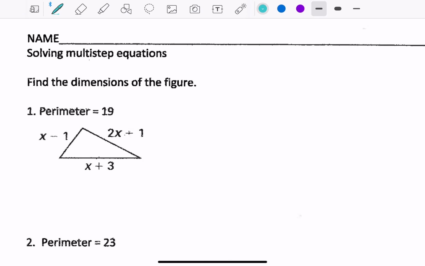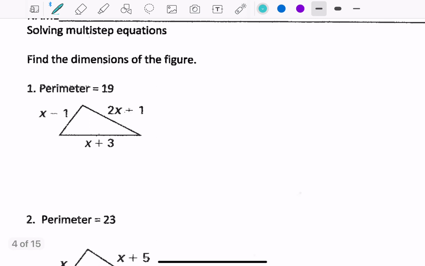So if you look at our first problem, it gives us a triangle and it has three sides, and the three sides have expressions for their side lengths with variables in them, and then it tells us the perimeter of the figure is 19, and we need to find the dimensions of the figure, so the side lengths. So we've got to figure out what x is so that we can figure out these side lengths.